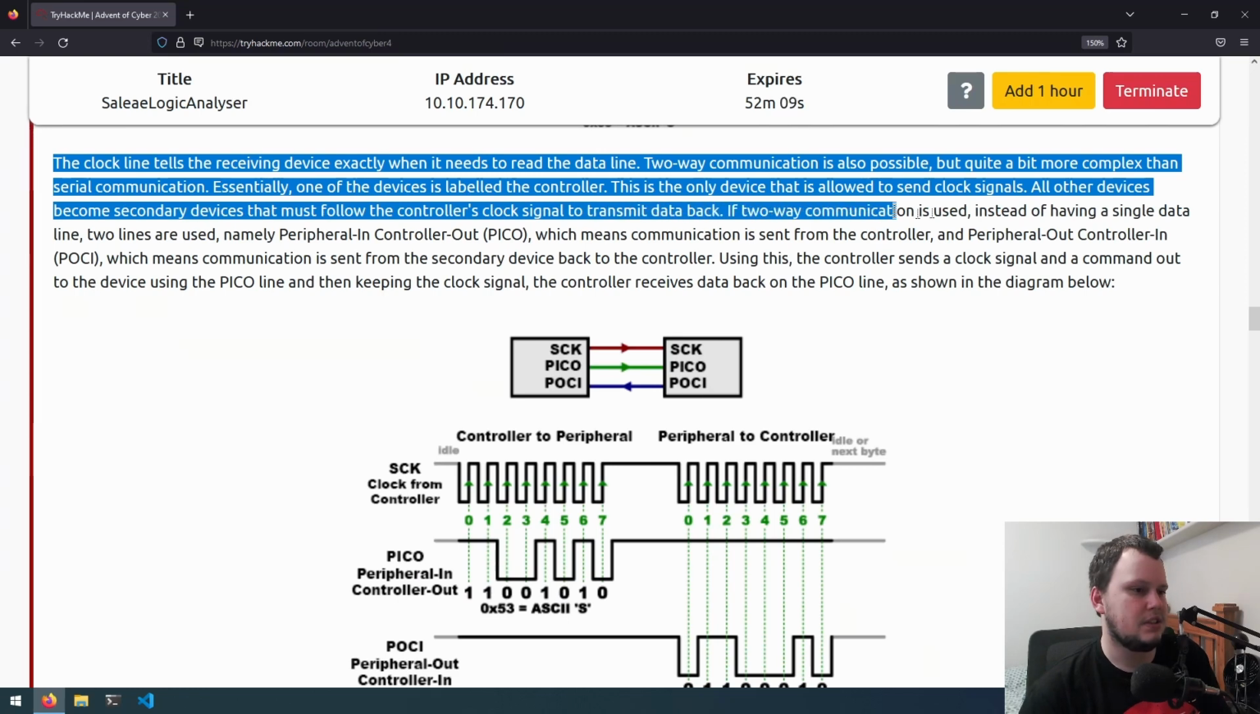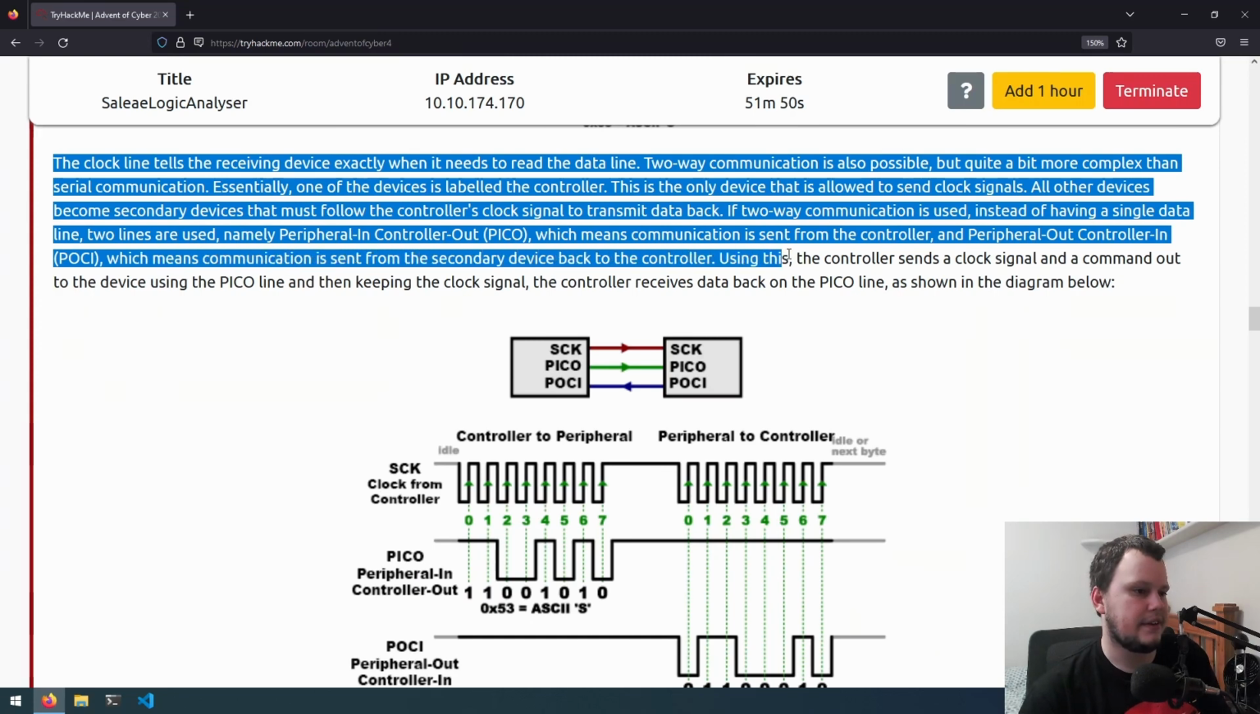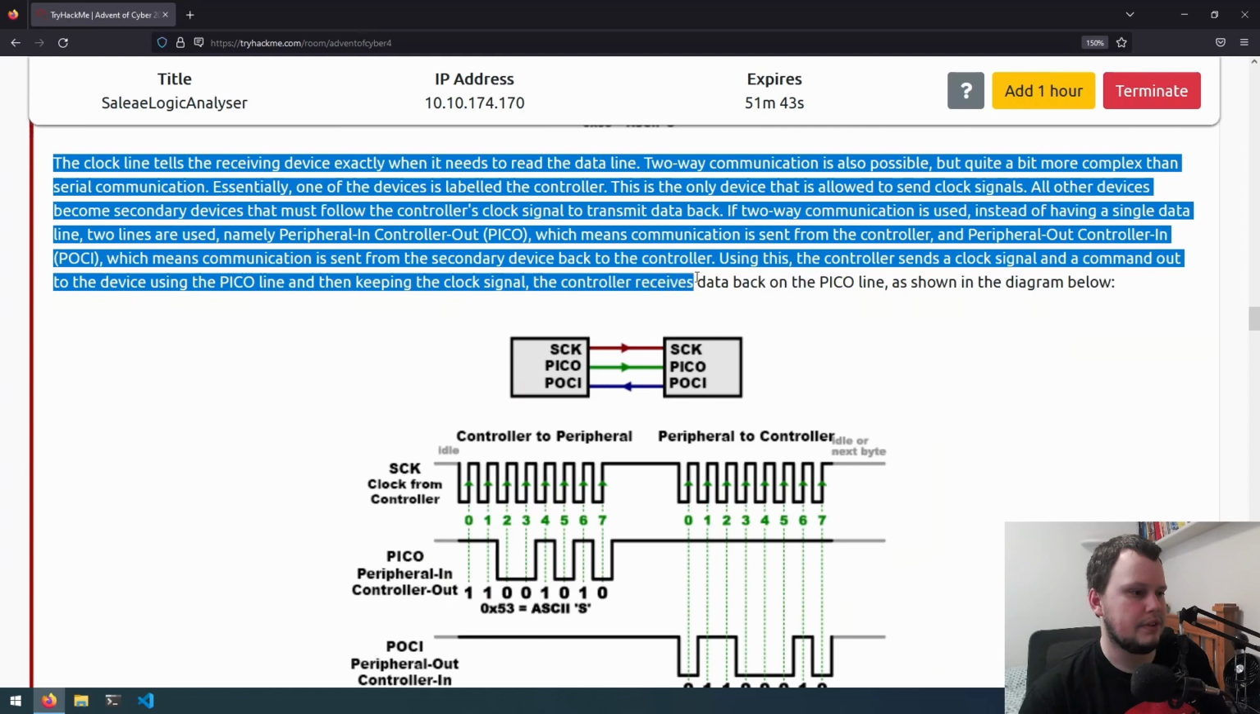If two-way communication is used, instead of having a single data line, two lines are used, namely peripheral in, controller out, or PICO, which means communication is sent from the controller, and peripheral out, controller in, or POCI, which means communication is sent from the secondary device back to the controller. Using this, the controller sends a clock signal and a command out to the device using the PICO line, and then keeping the clock signal, the device sends data back on the POCI line, as shown in the diagram below.